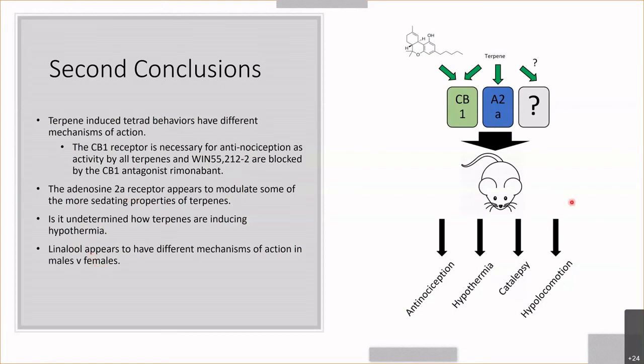So again, overall, we're producing this cannabimimetic suite of behaviors, but they differ between the terpenes and they use different mechanisms of action. And ultimately, we hope to be able to use this to get that right terpene blend. I keep saying this again and again, but I want to hammer this idea home. Use the right terpene cannabinoid blend to give you maximum pain relief while minimizing your side effects.